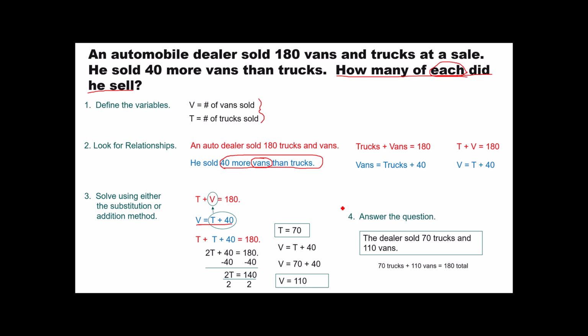If you wanted to check, the 70 trucks plus the 110 vans is 180 total, as we were told in the problem, and the 110 vans is 40 more than the 70 trucks, which we were also told in the problem. Does that make sense? If you define your variables well, and if you look carefully at each sentence, more than likely you're going to be able to generate your equations without a whole lot of trouble, but you've got to go slow.